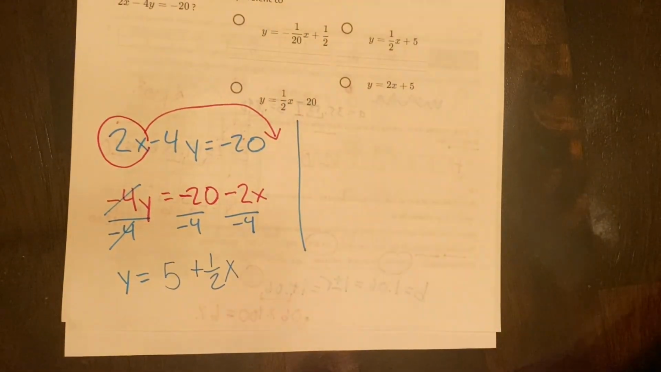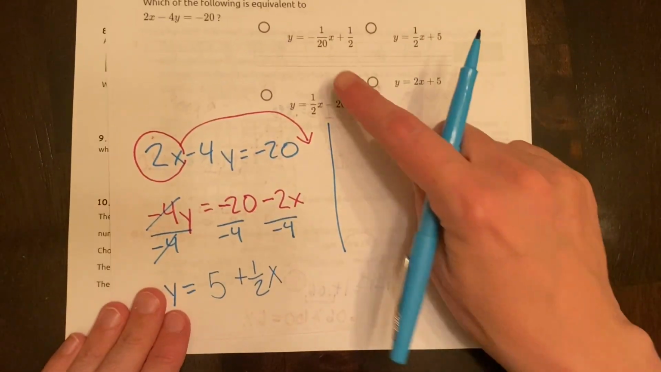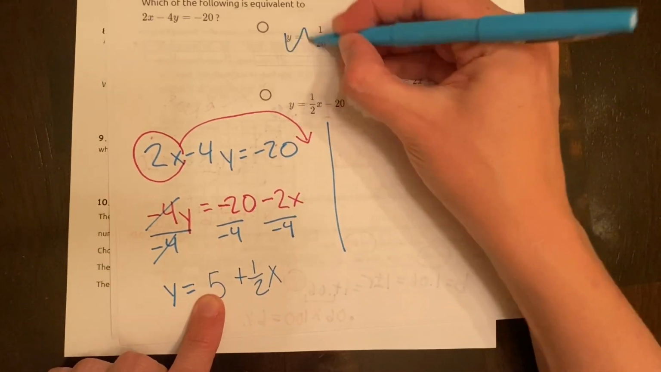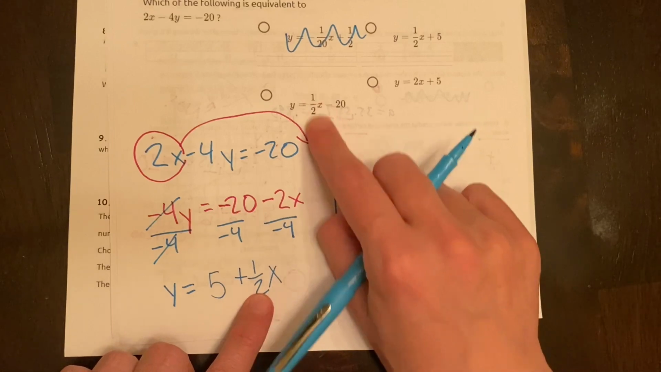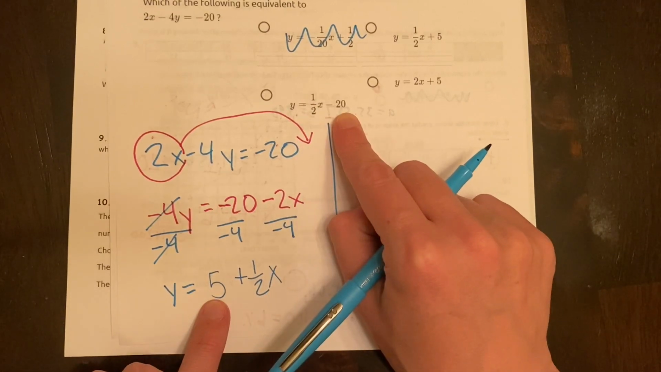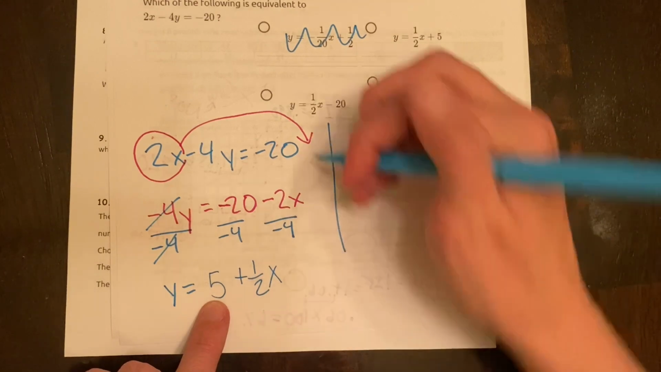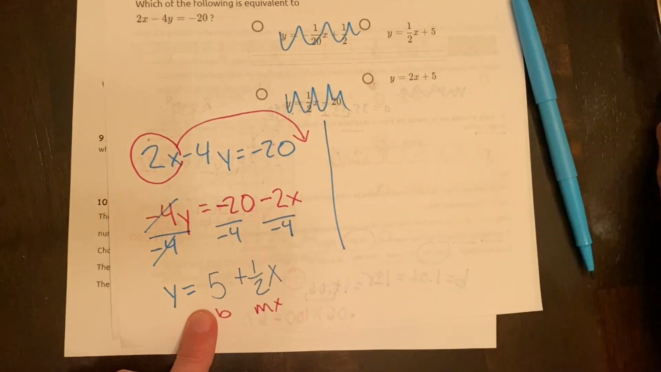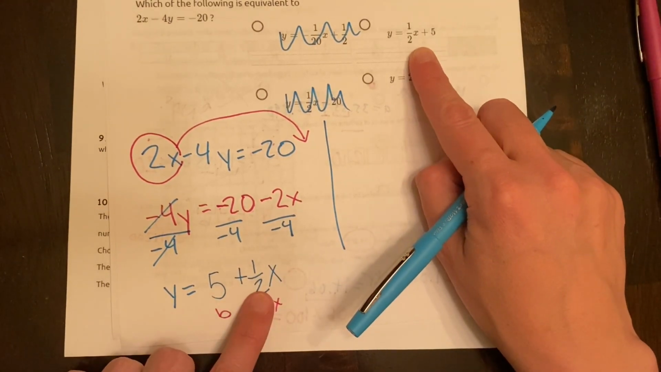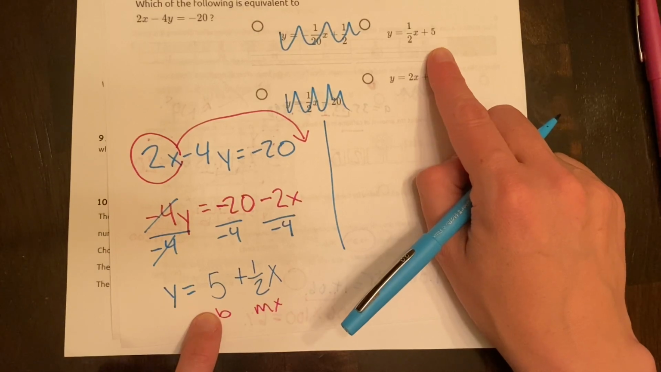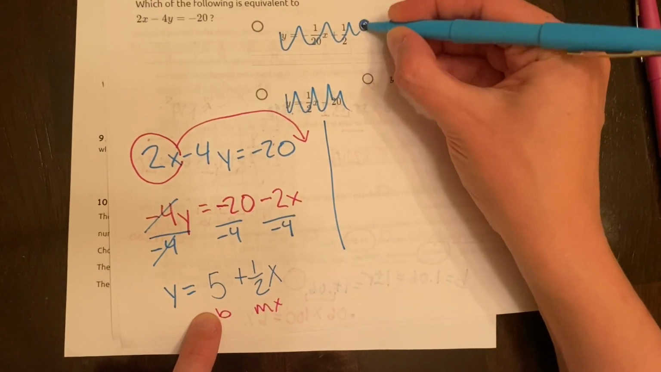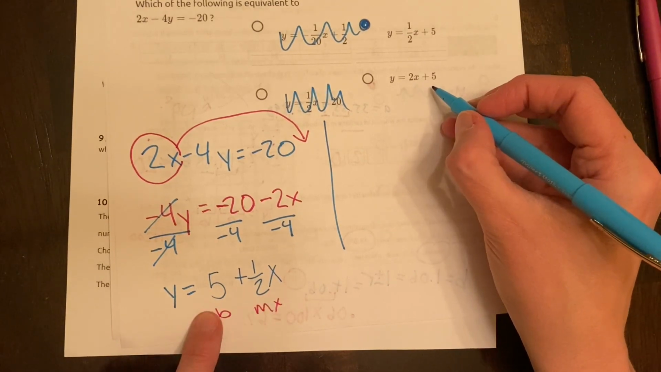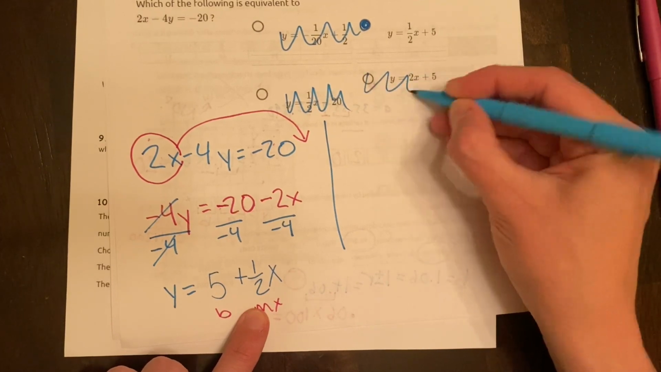Okay? So which one of these says that? Does this one have a positive 1/2 x? No. So let's cross it out. Does this one have a positive 1/2 x? Yes. Does it have a positive 5 for your b? No. And again, if you're stuck, this is mx, this is b. Okay, do we have a positive 1/2 x? Yes. Do we have a positive 5? Yes. So that is our answer. If not, does this one have a positive 1/2 x? No. It has a positive 5, but not a positive 1/2 x.